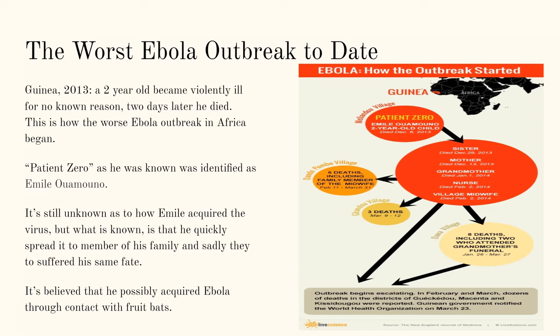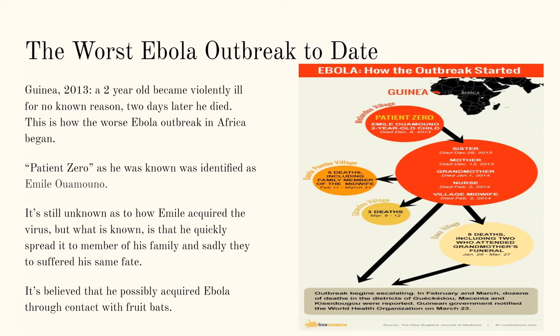But after Emile Amanu died, members of his family also began to die. And before they died, they would go out to other members of the community and spread it. Okay, so if we look at Emile Amanu here on the chart, he is known as patient zero. He died on December 6, 2013. From his same household, his sister would die 3 weeks later. His mother would die roughly a week and a half after Emile Amanu.